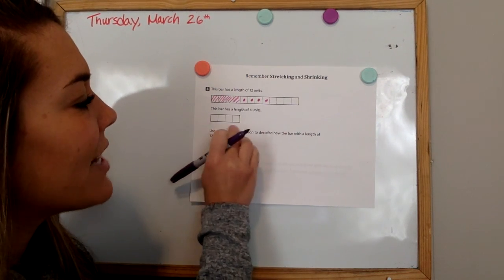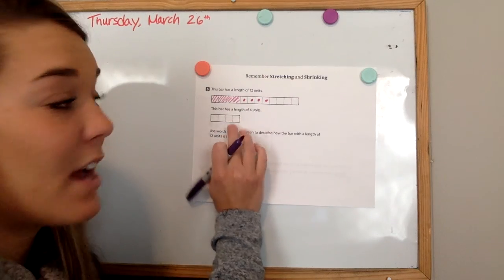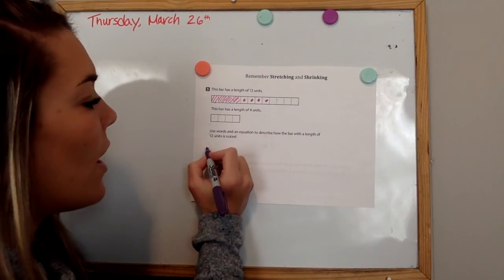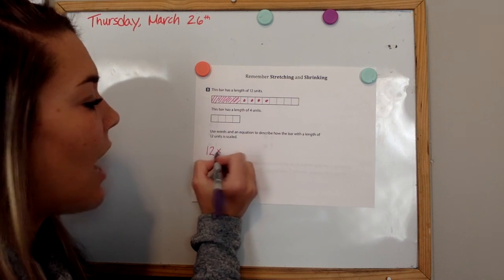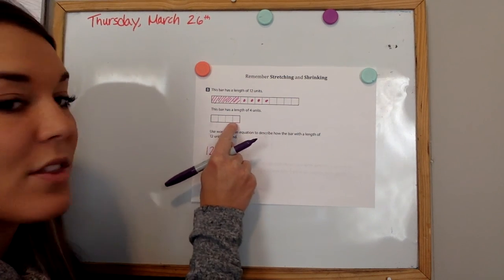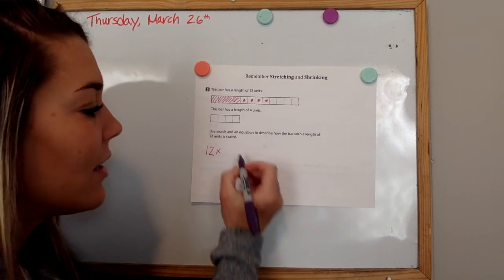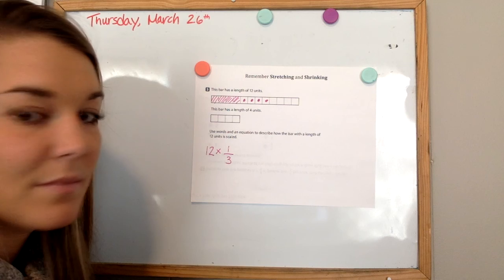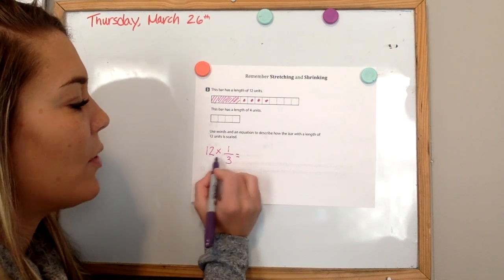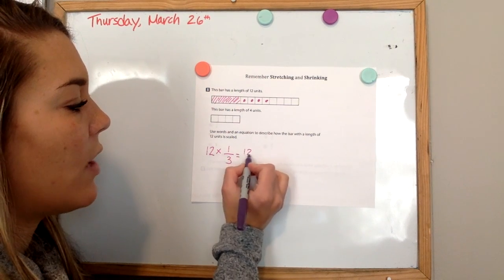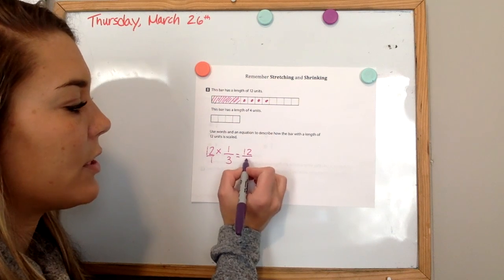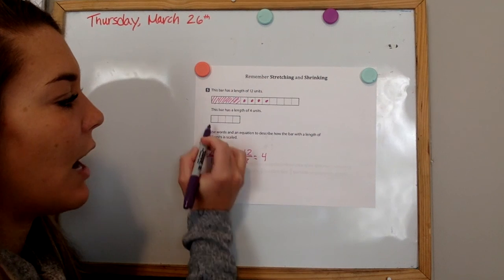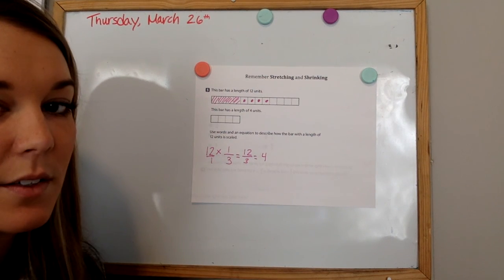I know they shrunk this bar, right? Because it started big and it's getting smaller. So it's going to be 12 times, we shrunk it by thirds, so 1/3, okay? I know that's correct because when I multiply, 12 times 1 is 12, this would be over 1, so 3 times 1 is 3. 3 goes into 12 4 times, which is what my bar shows here, okay?